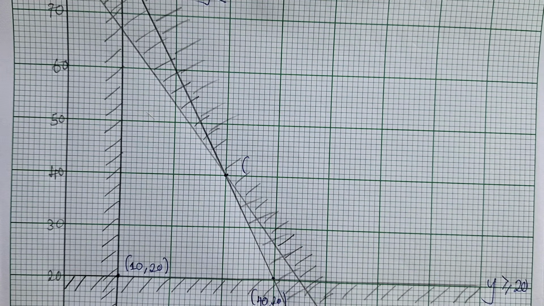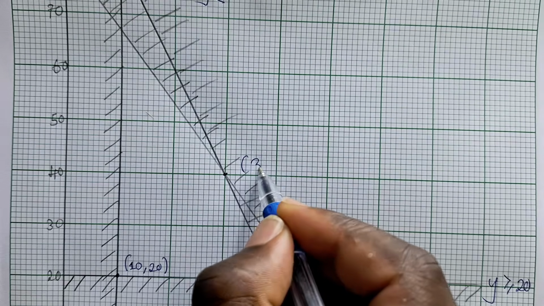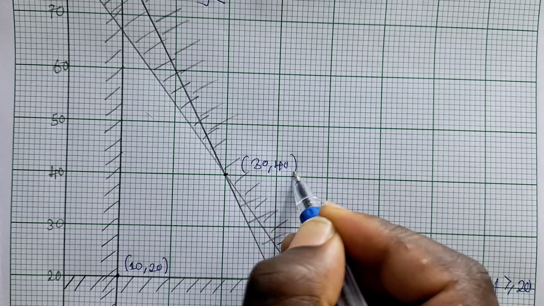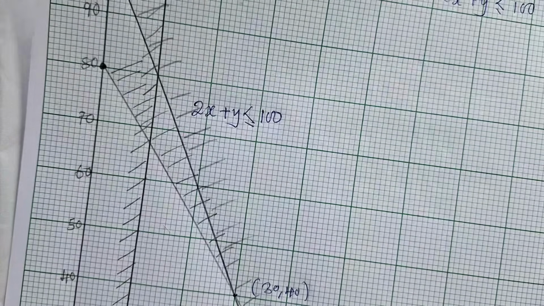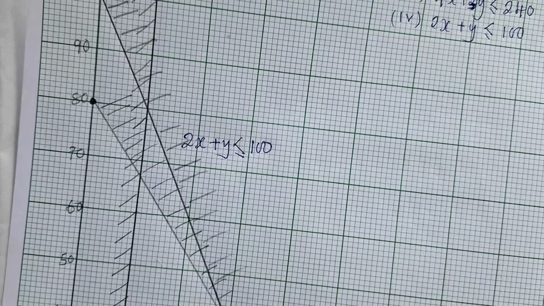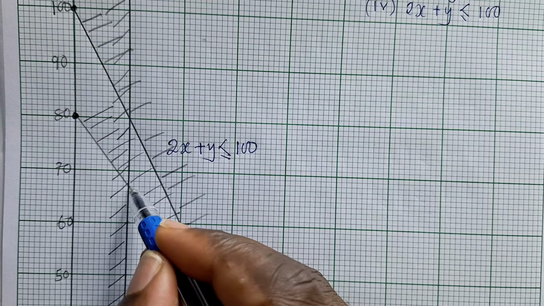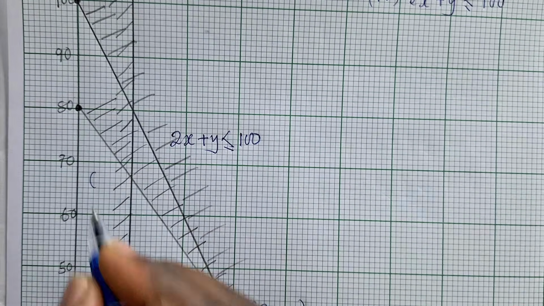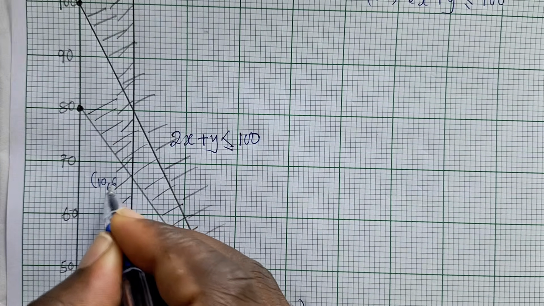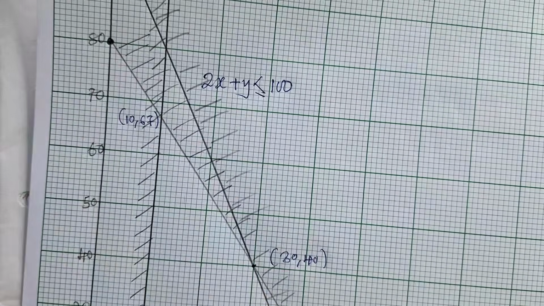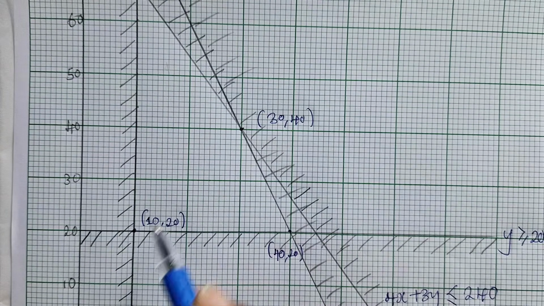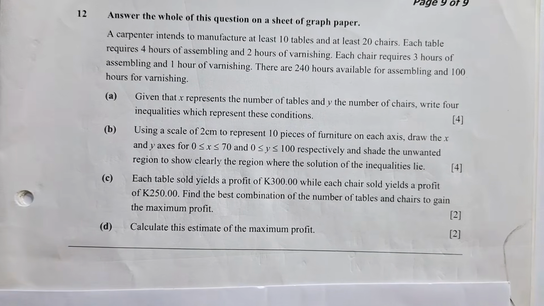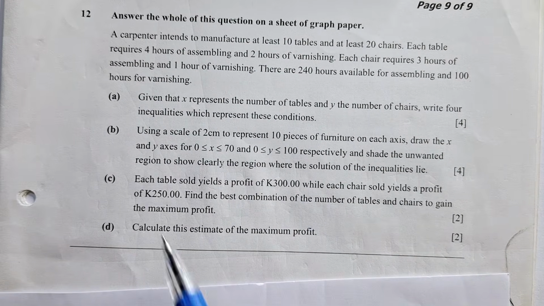This one right here is 30, 40. Then we come to this one, up here, if you're able to see it. This is 10, 67. Okay, right here. So it's important that you pick the coordinates, and after picking them, this will help you answer the next question, which is question C.